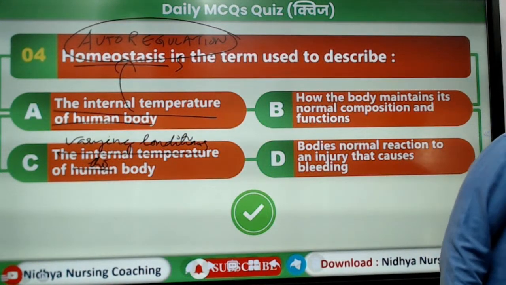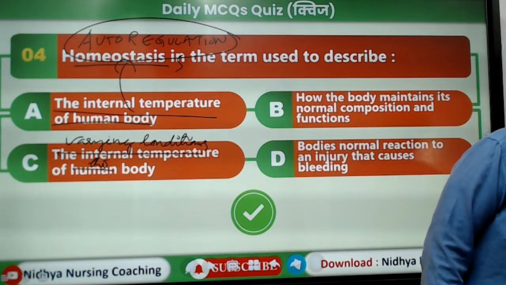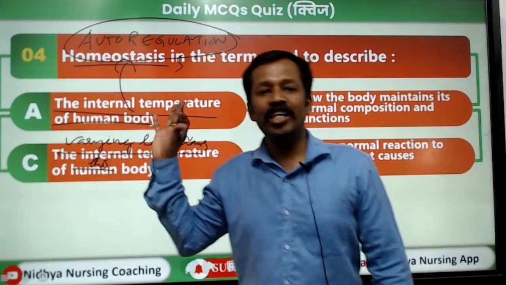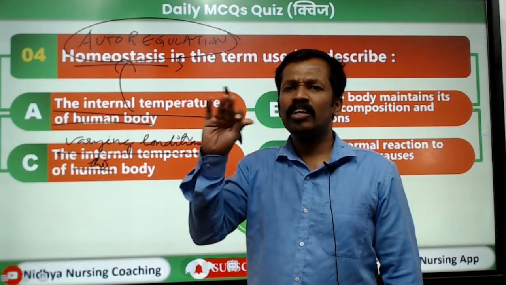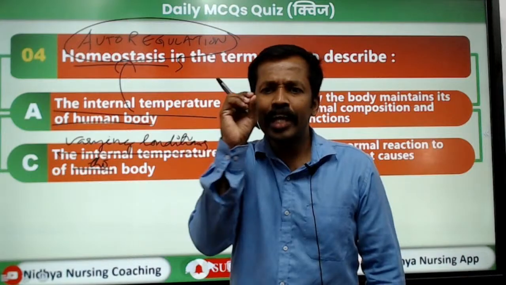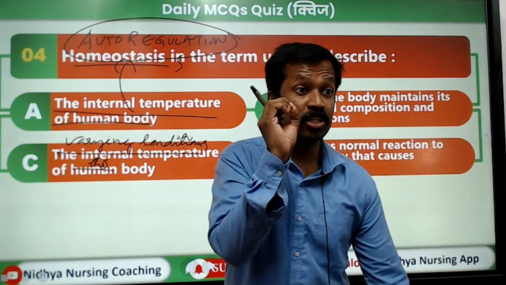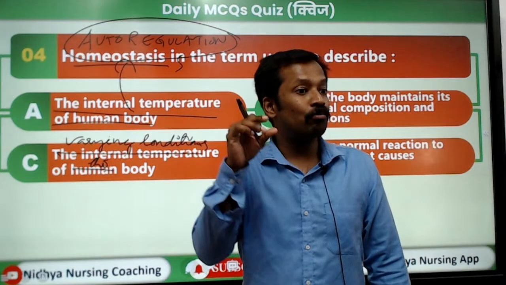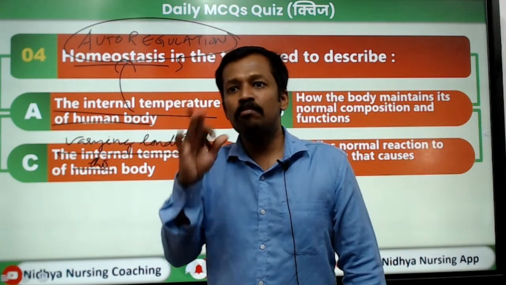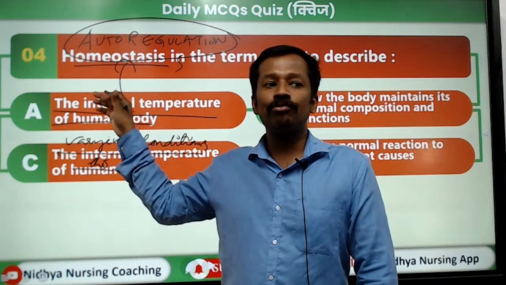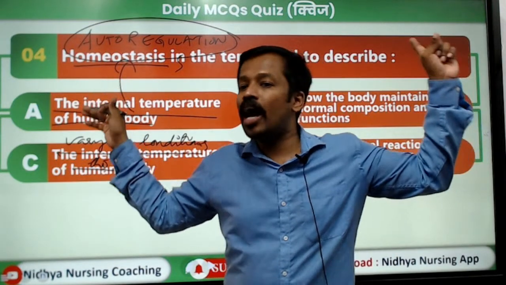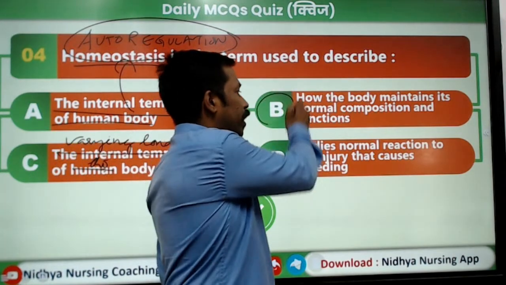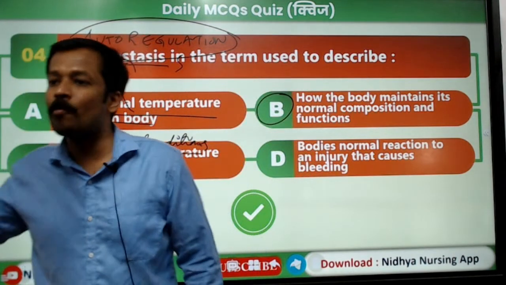Okay, so what is the answer? Most commonly in this exam paper, many textbooks mention that internal temperature is an example of homeostasis. In that manner, the answer key may say option A, but the actual answer is B. The exact meaning of homeostasis is B.